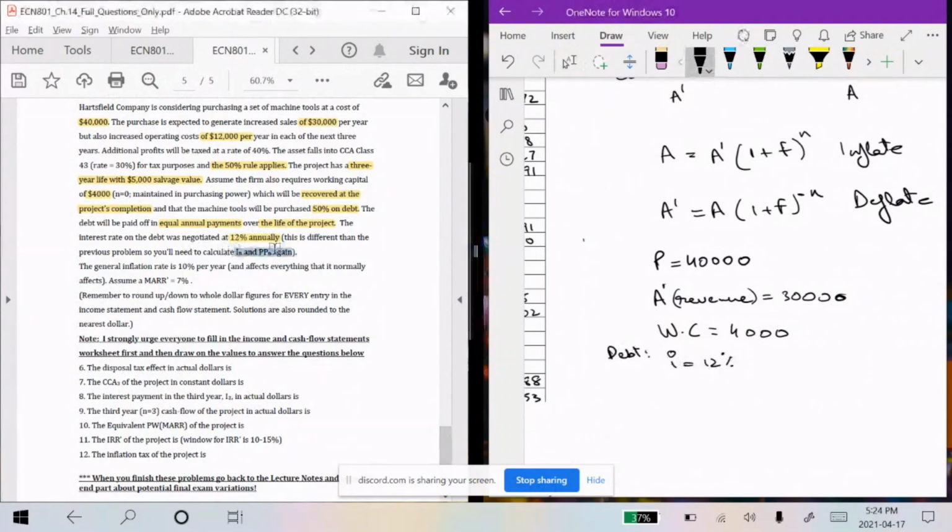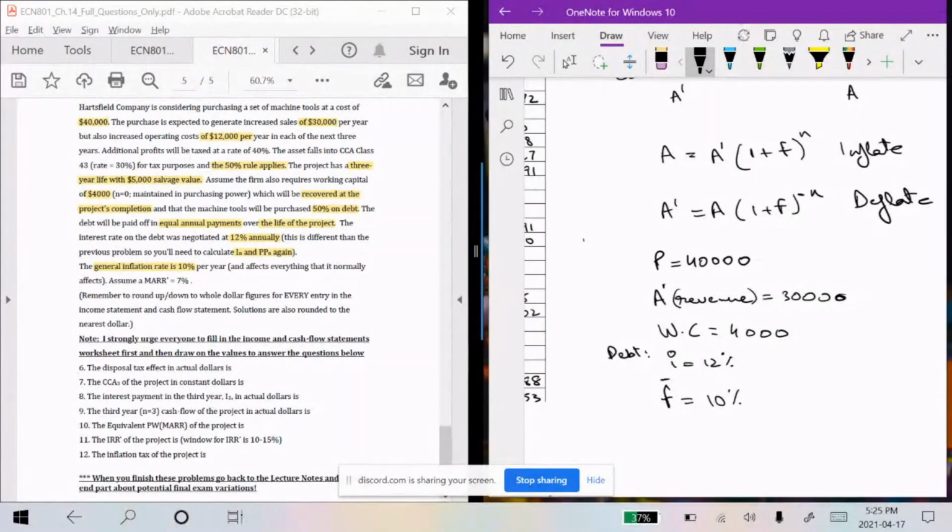We're going to need to calculate the interest in every period and the principal payment of every period. The general inflation rate is 10%. The inflation rate is given by the letter F with a line on top of it, the general inflation rate, 10%, and it affects everything that it normally affects.